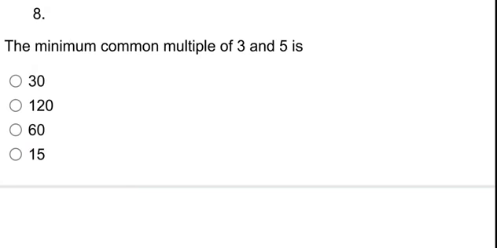Now number 8, the minimum common multiple of 3 and 5. Minimum here is asking for the least common multiple, that is LCM, or lowest common multiple, of 3 and 5. What is it? 15. Because there's no number that can divide 5, 3 cannot divide 5. So therefore just multiply them together, which gives you 15. I hope this is clear.